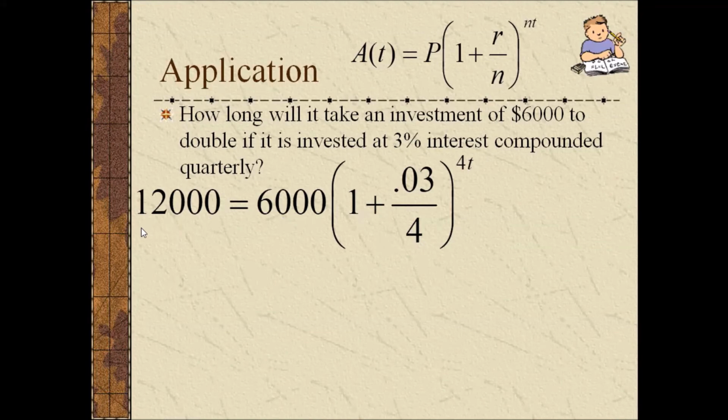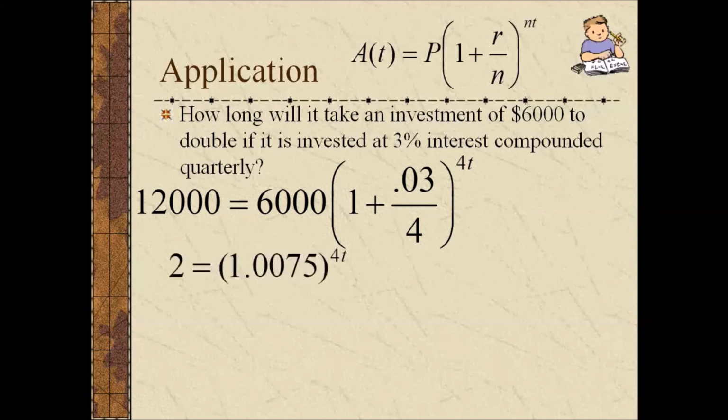That makes our equation 12,000, which is double of 6,000, equals 6,000 times parentheses 1 plus 0.03 over 4 to the power 4t. Our job is to solve for this t up here in the exponent. Our first step should be to isolate the exponential expression. To do this, we need to divide both sides by 6,000.